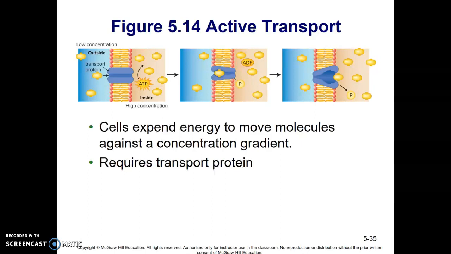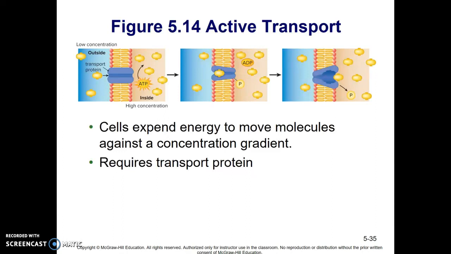Active transport is when the cell still moves molecules across the cell membrane, but it takes energy. And if you notice, it's actually moving against the concentration gradient, meaning it's going from low concentration to high concentration. This requires a transport protein, but it also requires ATP. So this is one of those actions that the cell needs that, let's say, we don't want to reach equilibrium. We want to keep that gradient of high versus low. Well, it takes energy to do that.